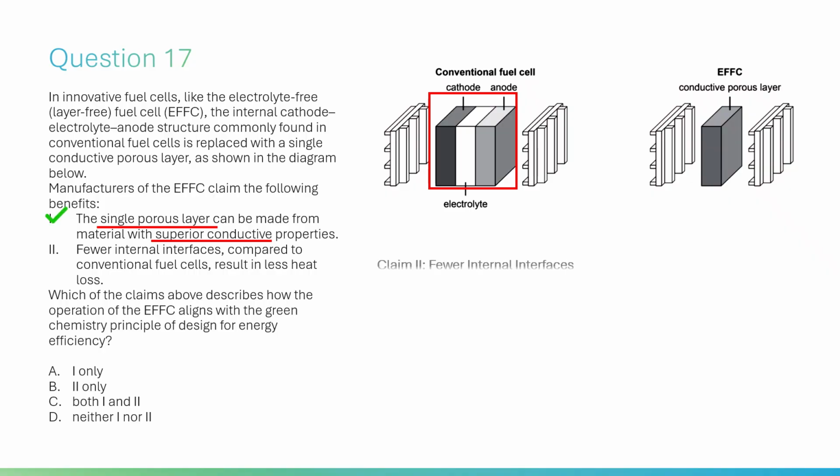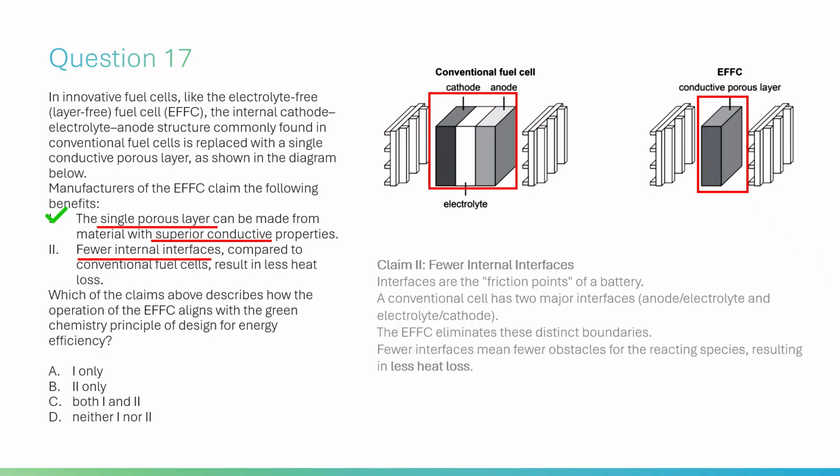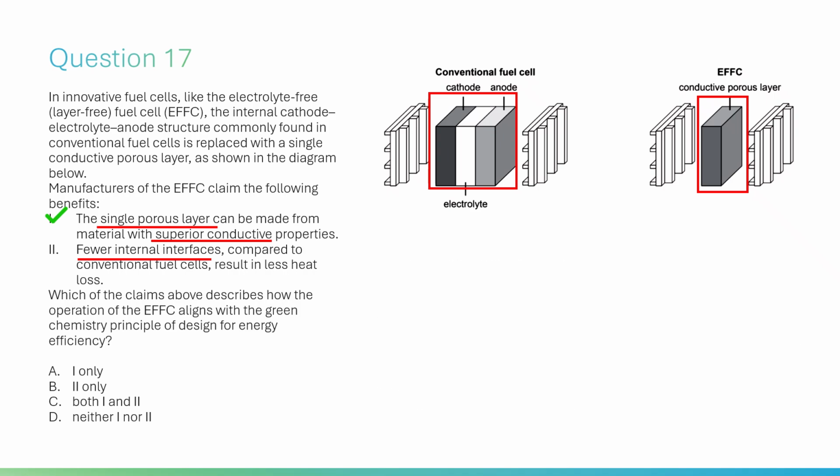Claim 2, fewer internal interfaces. Interfaces are the friction points of a battery. A conventional cell has 2 major interfaces, anode-electrolyte and electrolyte-cathode. The EFFC eliminates these distinct boundaries. Fewer interfaces mean fewer obstacles for the reacting species, resulting in less heat loss. Keeping energy within the system, as electrical output rather than heat, is a core tenet of designing for efficiency.